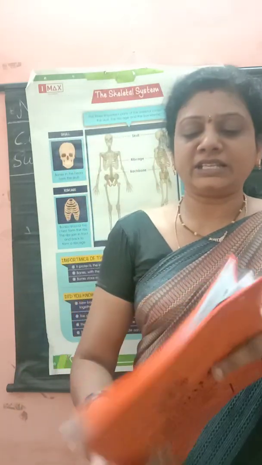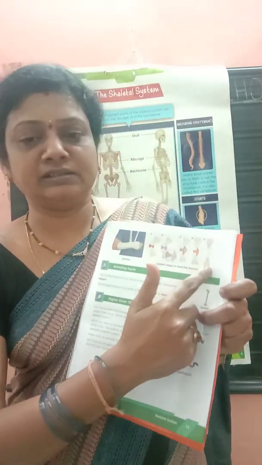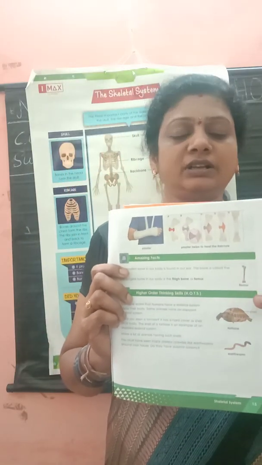And see here in the book, children, the page number, you can see this picture. It is page number 15, children. See here, children. Here it is done. What is it? The plaster. It means he got the fracture.